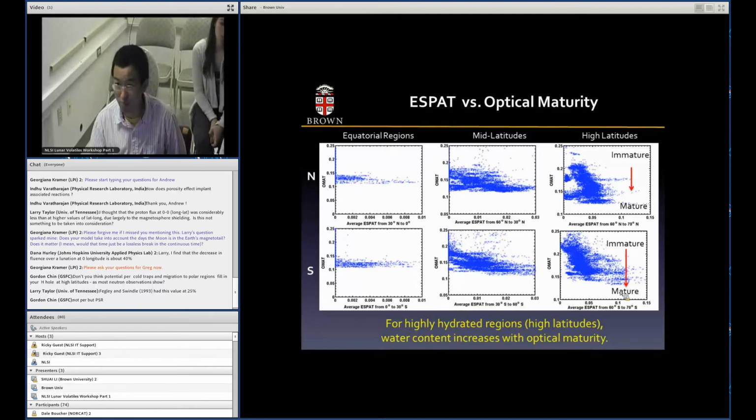The very strong correlation, so like higher maturity, higher water content. And also, I want to mention here that the aspect function compared with the maturity for both north hemisphere and south hemisphere, the slope of the trend line is almost identical. So if we think about the origin of the hydration on the moon, we have to think about that for both north hemisphere and south hemisphere, they are kind of homogeneous.